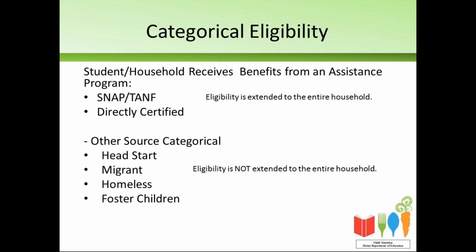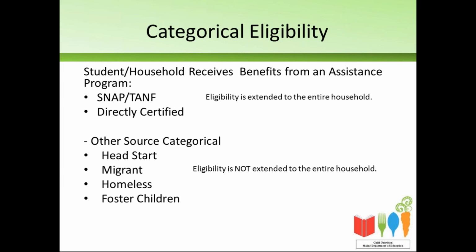A categorically approved application will have a SNAP number or a TANF number. That is still an approved application. If the child is listed on the direct certification list, that's their approval mechanism, not the application. You can take that application, put it in a folder, and store it away for the rest of the year.